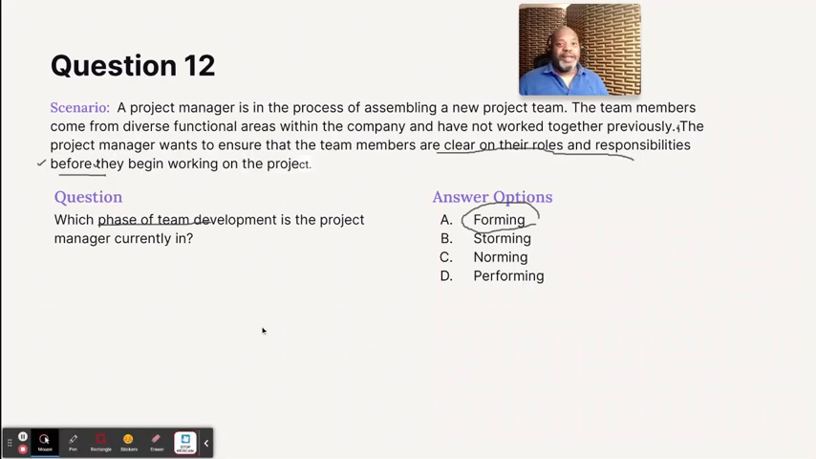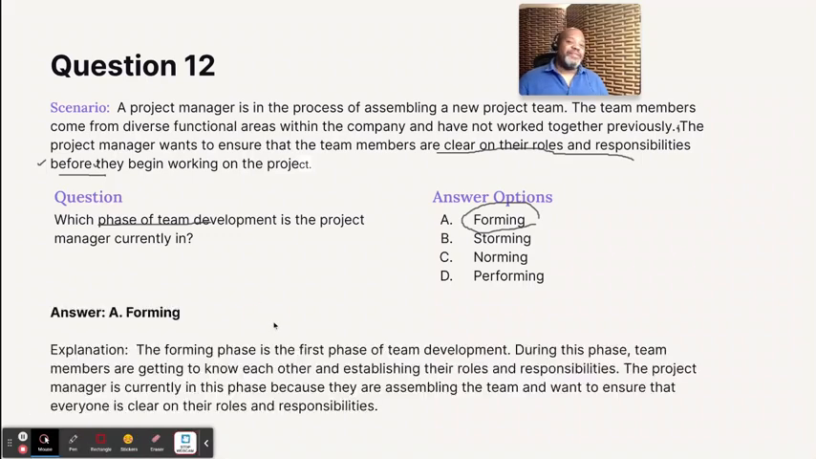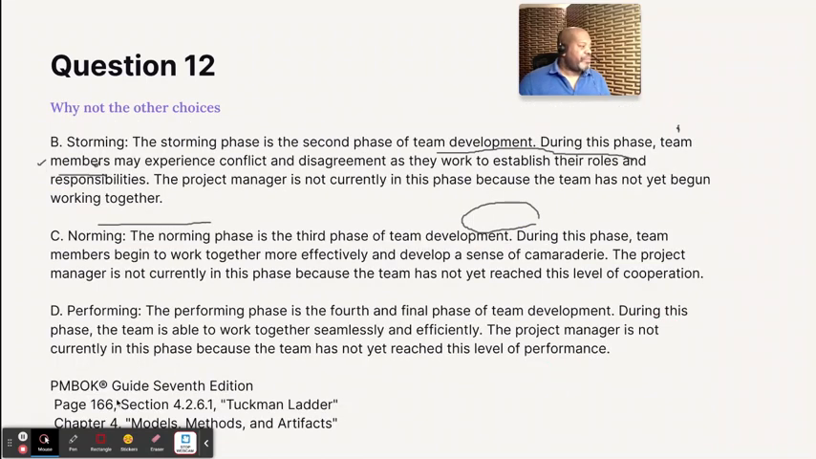What did you say? If you said A for forming, congratulations, you were correct. The forming phase is the first phase of team development. During this phase, team members are getting to know each other and establishing their roles and responsibilities. Let's clear this up a little bit. We mentioned that before. Norming. Let's look at storming. Storming is the second phase.